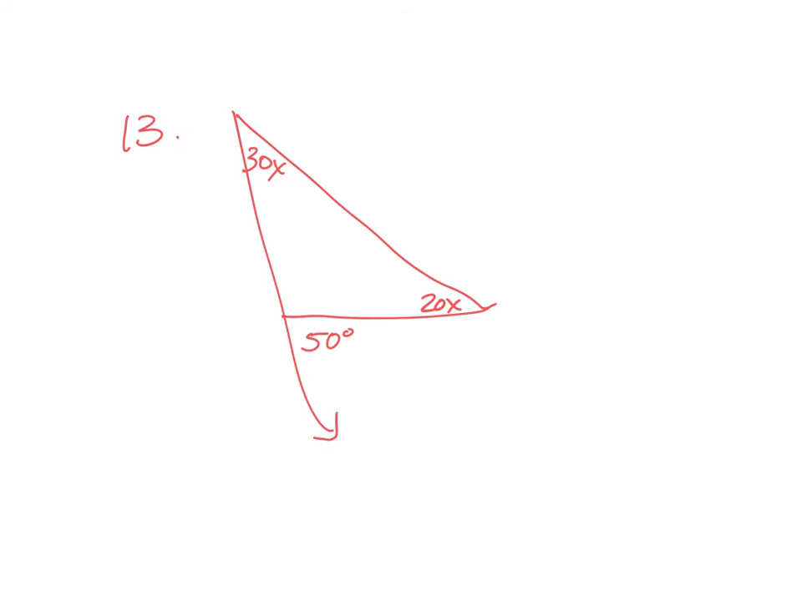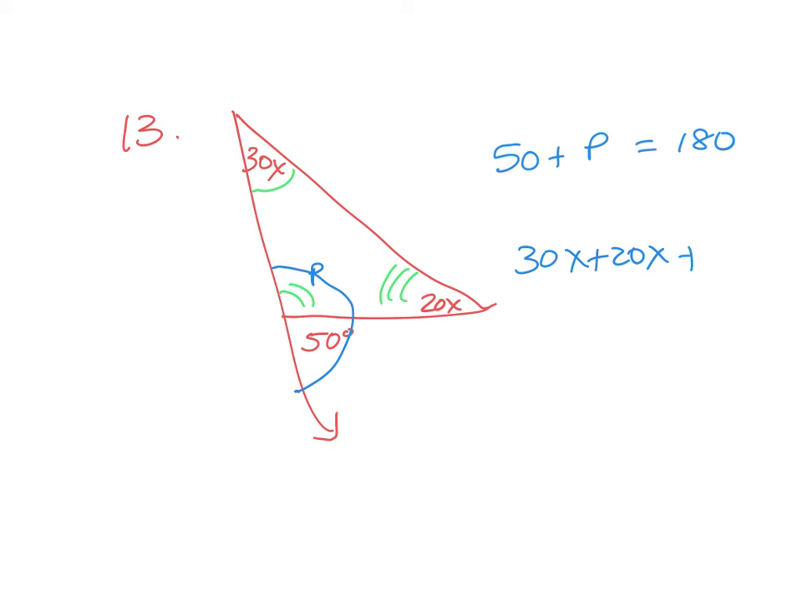What do the three angles of the triangle add up to? 180, right? What does this angle and this angle add up to? 180. All right. So let's make that a P, right? So I know 50 plus P equals 180, right? And I know 30x plus 20x plus P equals 180, right? So P has to be the same in both equations.